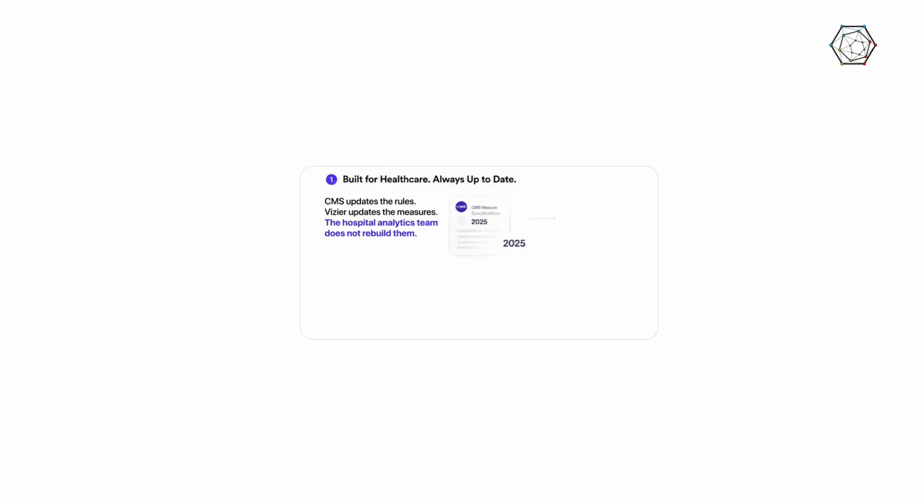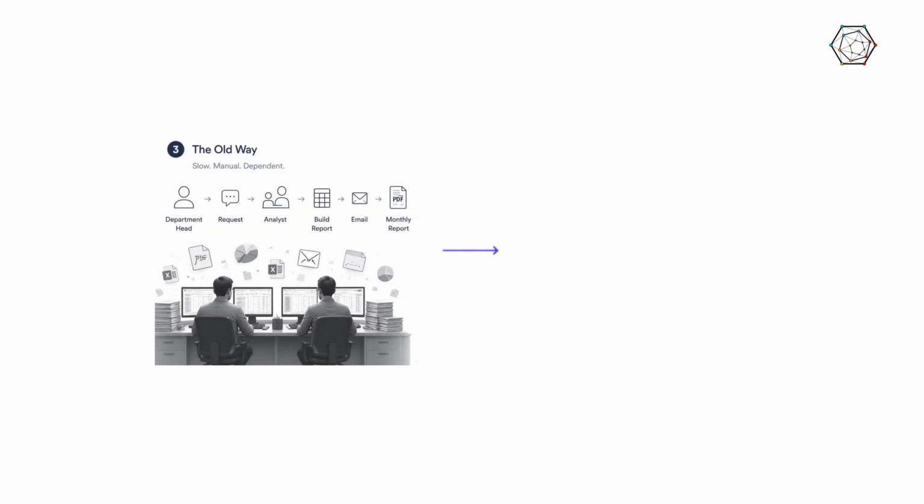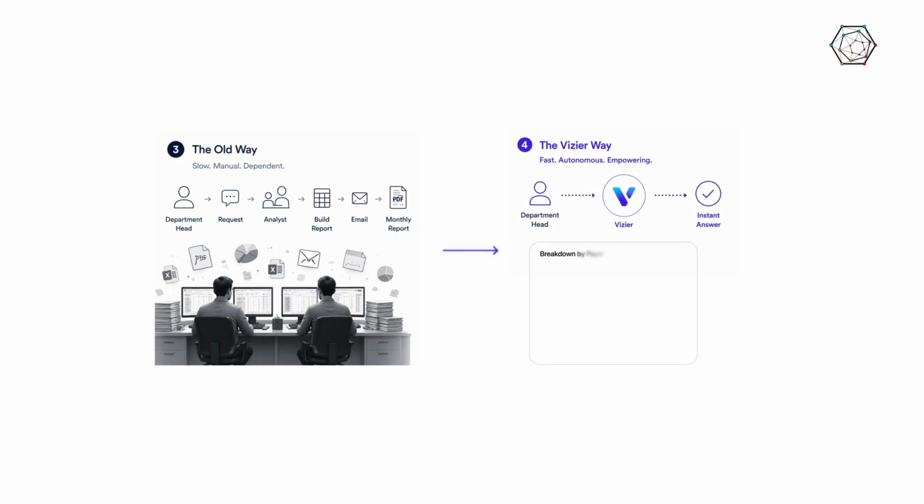The interface is conversational. A department head asks which denial reasons increased this quarter and gets the answer in 30 seconds without involving an analyst. The hospital we worked with had been paying 2 full-time analysts to produce monthly denial reports. After Vizier, those analysts are running cohort analyses for clinical quality improvement instead.